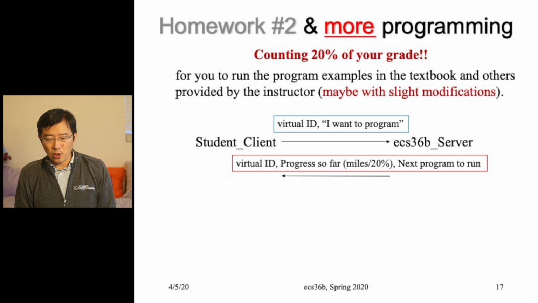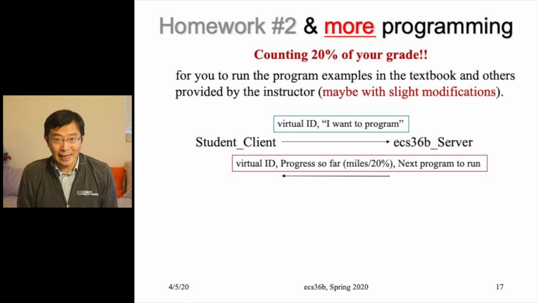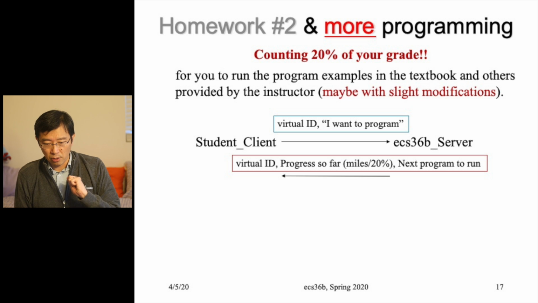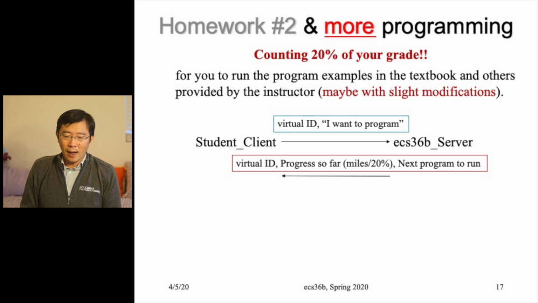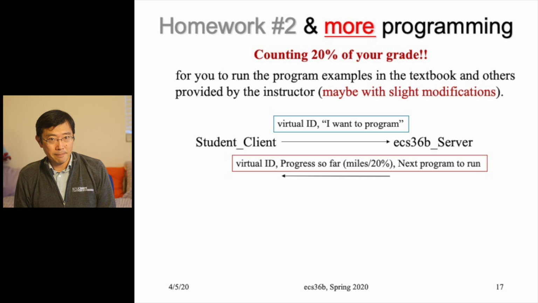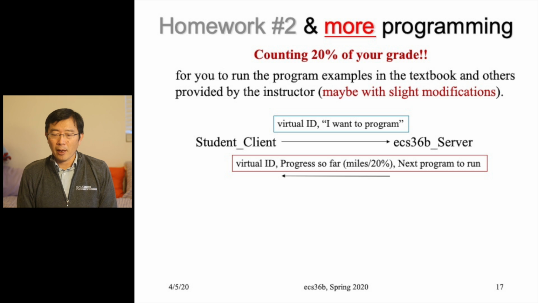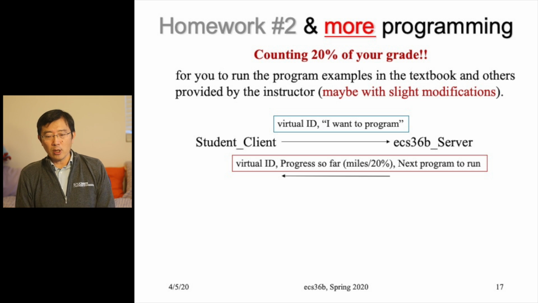But you're going to send a JSON with 2 pieces of information. The first piece of information is the virtual ID that you obtained from homework assignment number 2. Don't use your student ID. We don't want to hear that. If I see you use your student ID, you're in trouble. So use your virtual ID, and then just put a string saying that, hey, I want to program. When you say that, the ECF36B server is going to reply with 3 pieces of information. The first is the virtual ID. They want to just tell you, hey, I got your ID correctly.